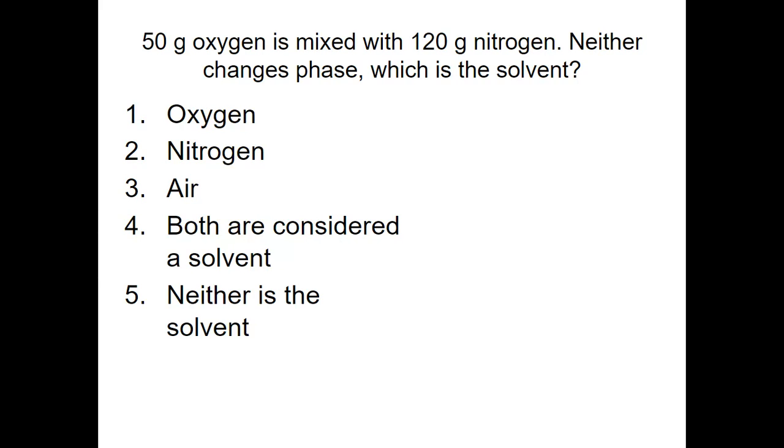50 grams of oxygen is mixed with 120 grams of nitrogen. Neither of them changes phase. Which would be the solvent? If they're both the same phase of matter, we're thinking about which one is larger in quantity. 50, 120, 120 is larger in quantity. So our answer should be nitrogen.